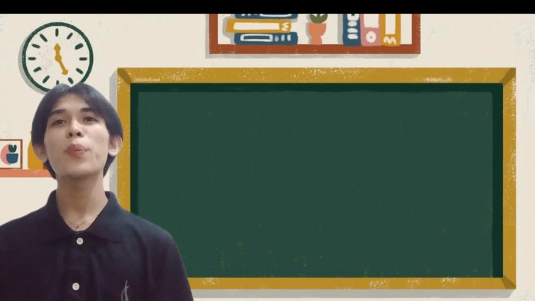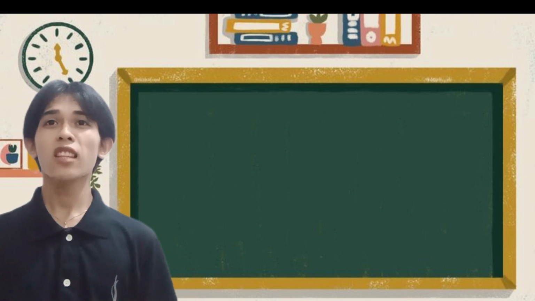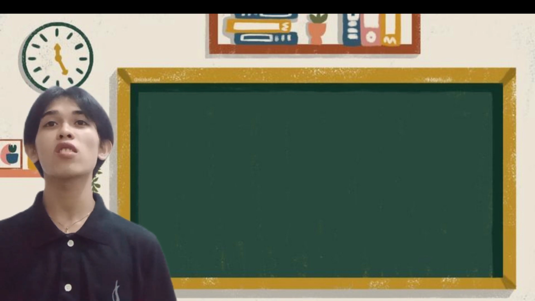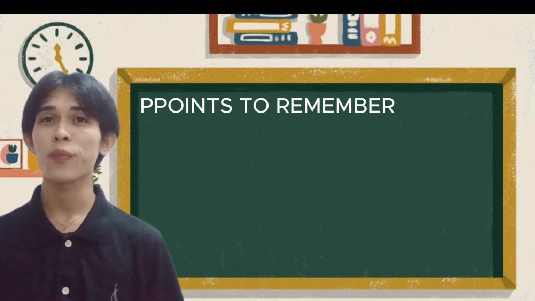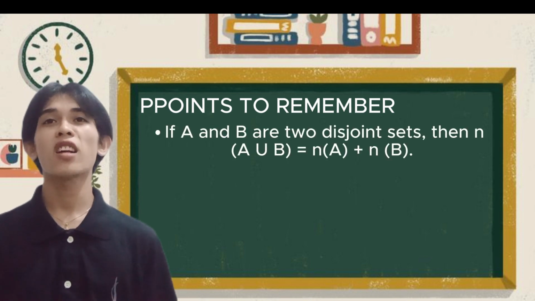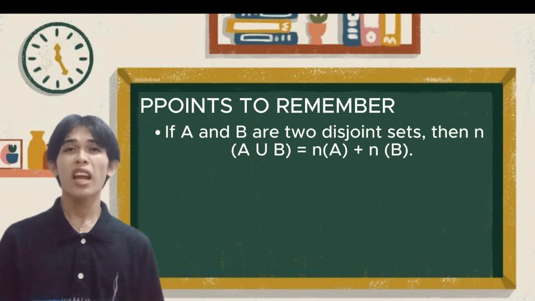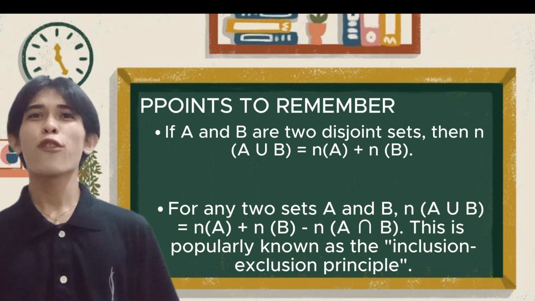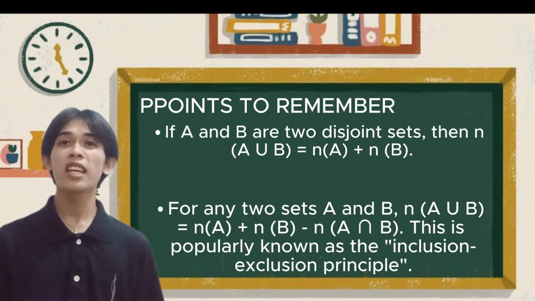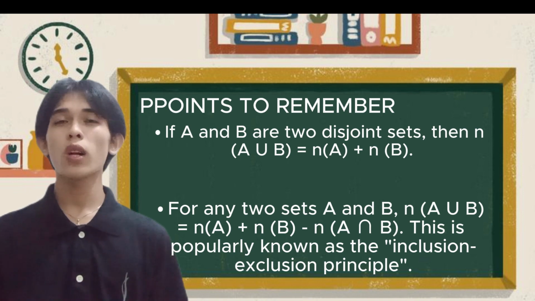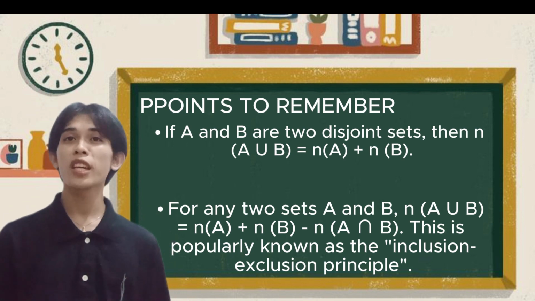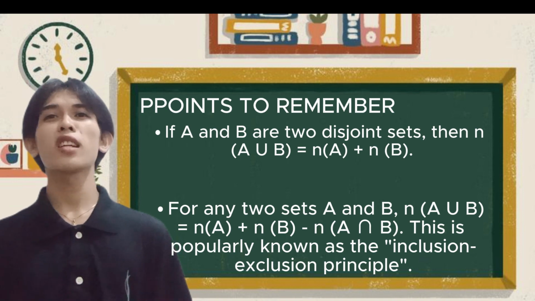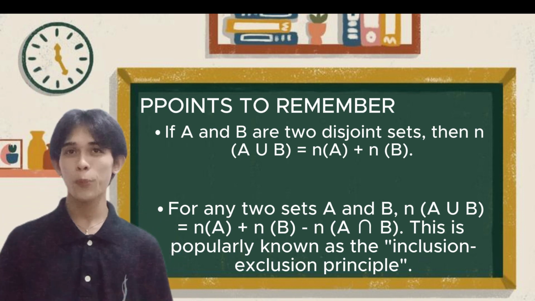Now, let us proceed to the properties of cardinality of sets. Now that we know the meaning of the cardinality of a set, let us go through some of its important properties which help in understanding the concept in a much better way. If A and B are two disjoint sets, then n of A union B is equal to n of A plus n of B. For any two sets A and B, n of A union B is equal to n of A plus n of B minus n of A intersection B. This is popularly known as the inclusion-exclusion principle.